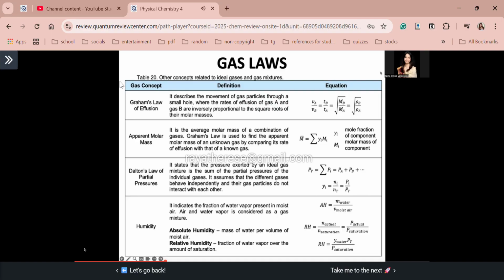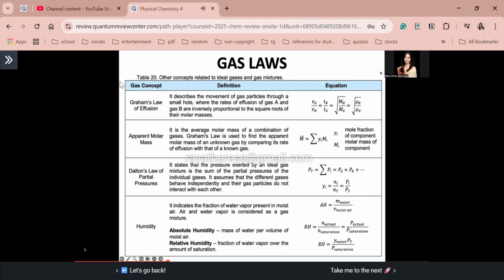And then next we have humidity. So it indicates the fraction of water vapor present in moist air. Okay? So here, guys, we consider the gas mixture to be air and water vapor. So we have two types: absolute humidity, which calculates the mass of water per volume of moist air, and relative humidity, the fraction of water vapor divided by the amount at saturation. So n actual, that is the moles of your water vapor, divided by n saturation. That is equal to P actual over P saturation.